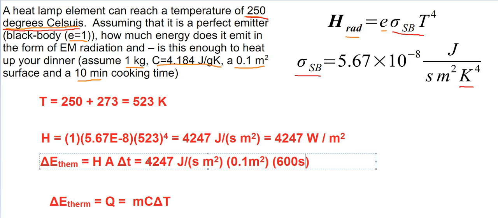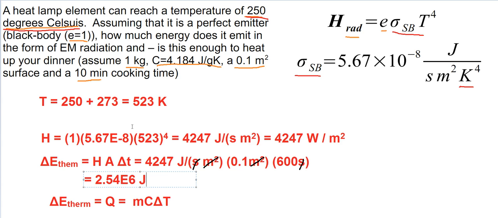The reason why we're going to convert these 10 minutes to 600 seconds via multiplication by 60 is, at the end of the day, since I want energy, I want the meters squared to cancel out, and I want the seconds to cancel out. Now, if you multiply these all together, you will get your amount of thermal energy. Putting this all together, you'll get 2.54 times 10 to the plus 6 joules. Right, so about 2.5 million joules.